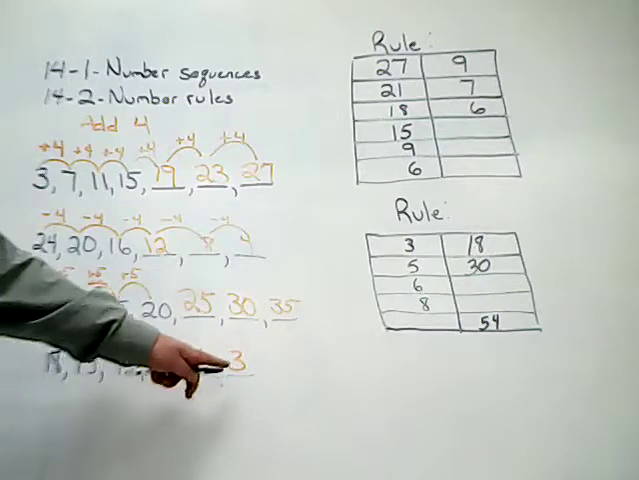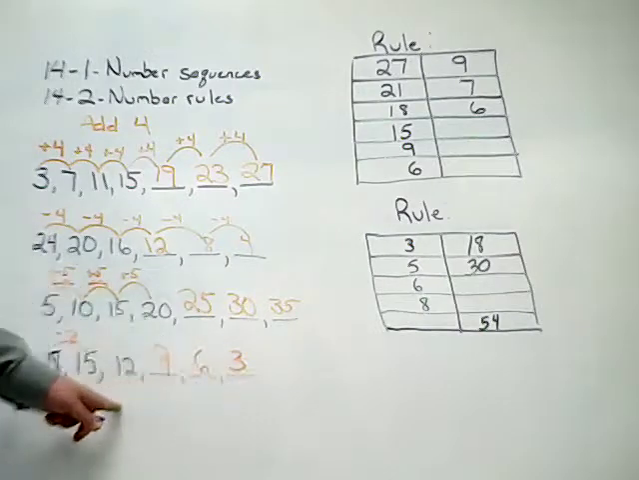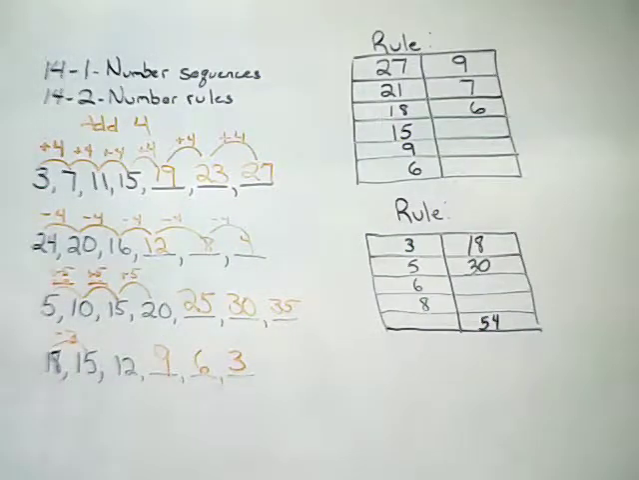Here, you'll notice that they're all multiples of 3. Keep that in mind. As I count by 3s, I will say every single one of these numbers. Up here, these are all multiples of 5. So that's basically 14-1, finding the rule going from the beginning number to the number after it.